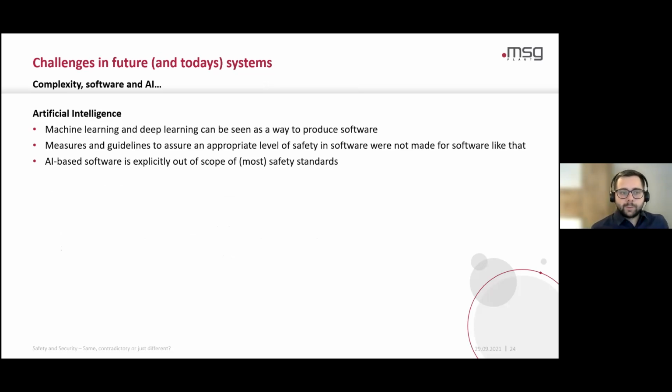Another challenge for the future is artificial intelligence. Even though machine learning, deep learning, and so on can be seen as a way to produce software code, we cannot apply our standard methods to check if the software is safe. We have measures to make safe software in our safety standards, but they cannot be applied to that kind of software because it is a different kind of software. So we need measures, we need standards dealing with AI-based software, because in most standards, AI-based software is explicitly out of scope.